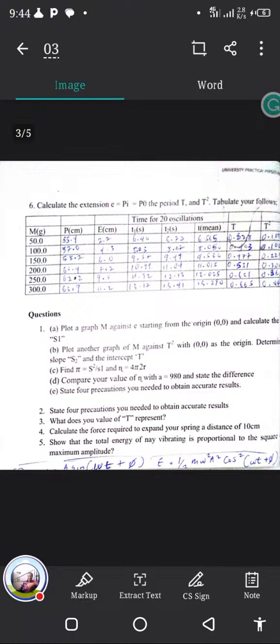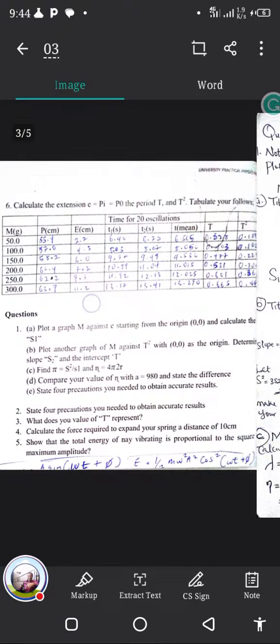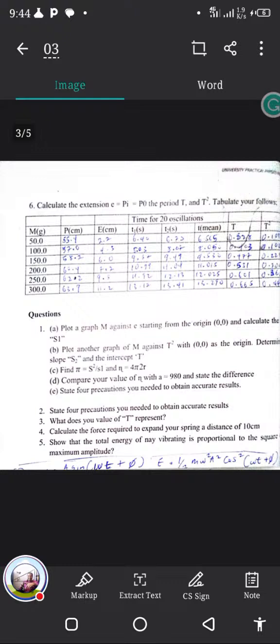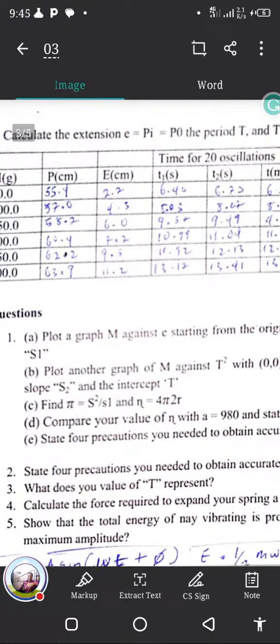Then B, plot another graph of M against T square with this as the origin. Then determine the slope S2 and then the intercept I. That thing is not T, it's I, intercept I. It confuses students most times. Calculate the intercept I. So these are the areas where I want to make corrections, under 1C. 1C says pi equals S square over S1.